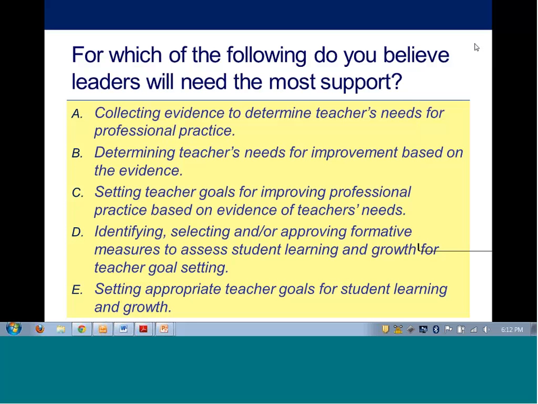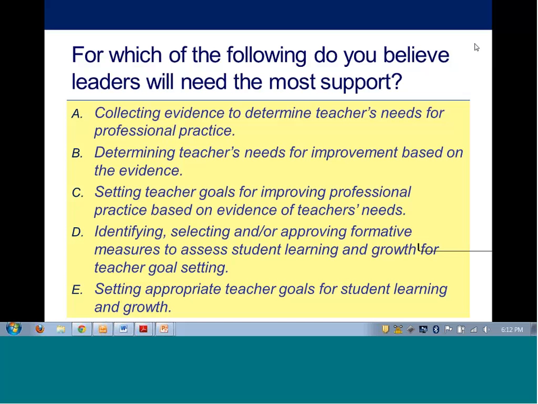27% said setting teacher goals for improving professional practice based on evidence of teachers' needs. Boy, is that a tough one, and I'm actually hearing that a lot from the leaders in my state, that being able to set very specific SMART goals around how much improvement we need to see is something they are not comfortable with at all. And they want a lot of examples and a lot of practice at it.